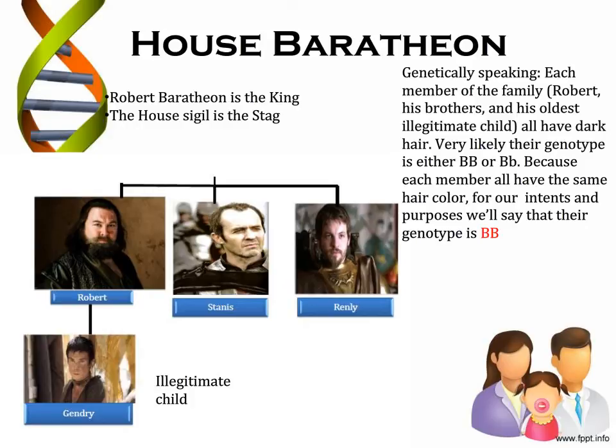So we can apply our Punnett square from our eyes, and we can apply it to this. We can assume easily that these guys either have big B, big B, or big B, little b. But since everyone in his family has dark hair, we can assume that these individuals have the genotype big B, big B, which makes them homozygous dominant.